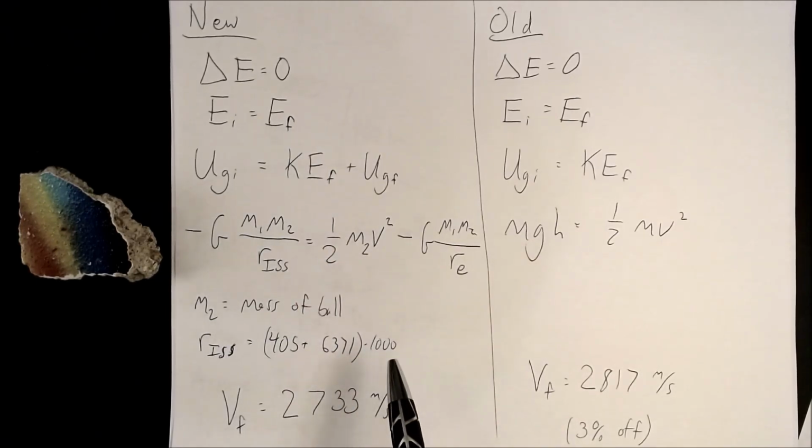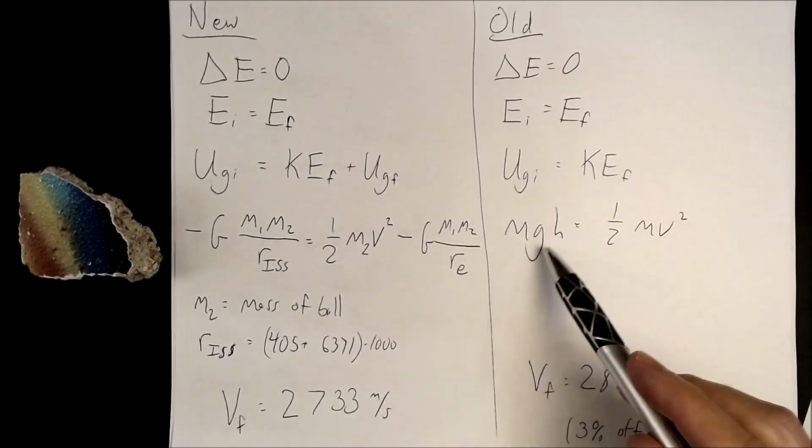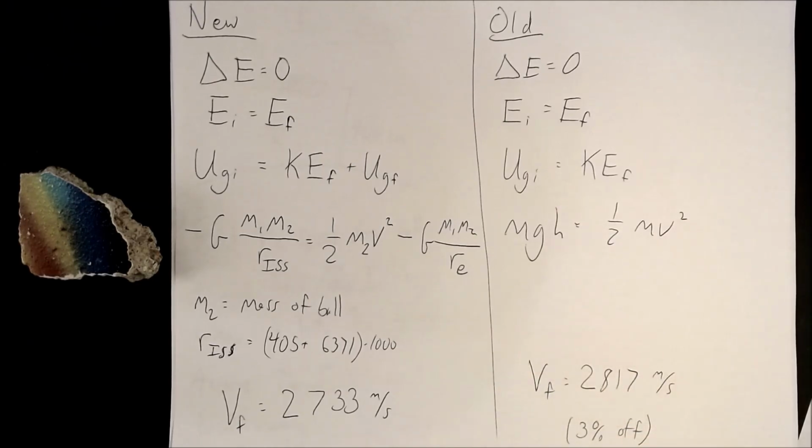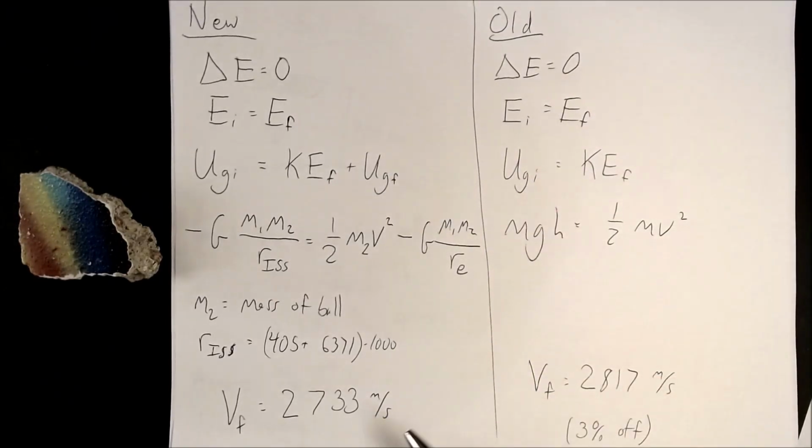This is all the way up at the space station. And our old simple equation was only 3% off, even when looking at something so high up as the space station. Anything near the surface of the Earth, anything within the atmosphere, you can just use the old equation, mgh is equal to 1/2 mv squared. If you're within the atmosphere, you're only going to be like 1% off or less. So once you leave the atmosphere, you should probably use the new equation. But inside the atmosphere, just use this. It's fine.